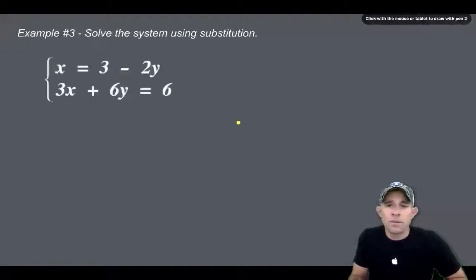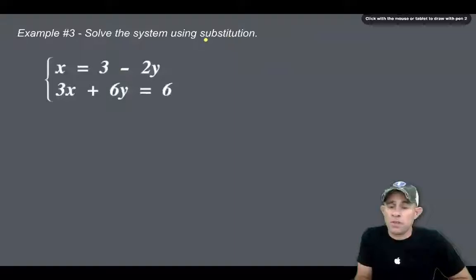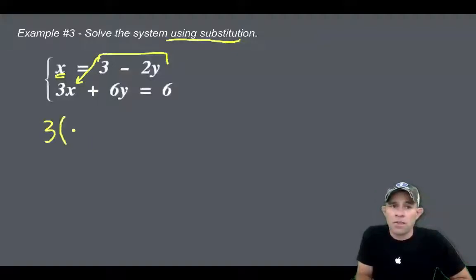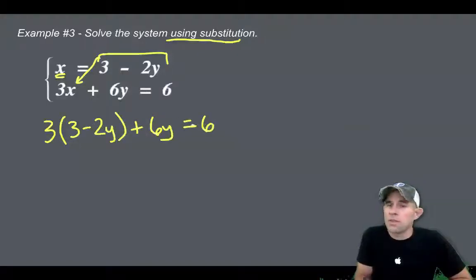All right, moving on to example 3, I have another system of equations here, and I'm going to solve this system using substitution as well. So I see that I have one equation already written in terms of one variable x, so I can substitute this expression 3 minus 2y into my second equation wherever I see x. So let's rewrite that by saying 3 times the quantity 3 minus 2y plus 6y is equal to 6.